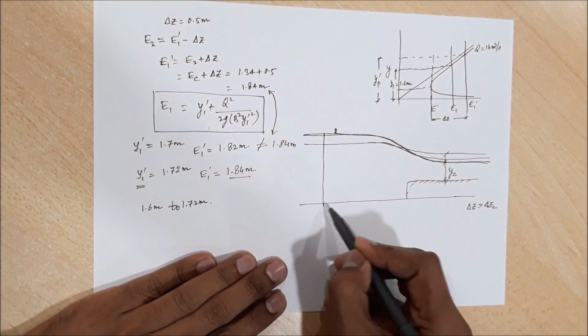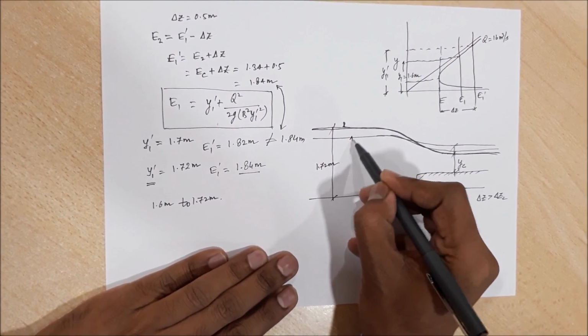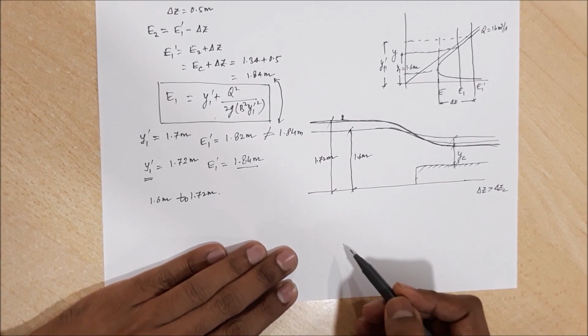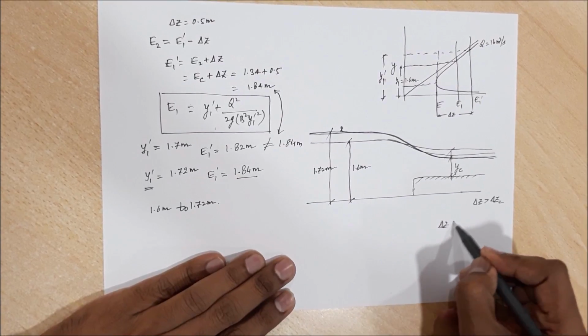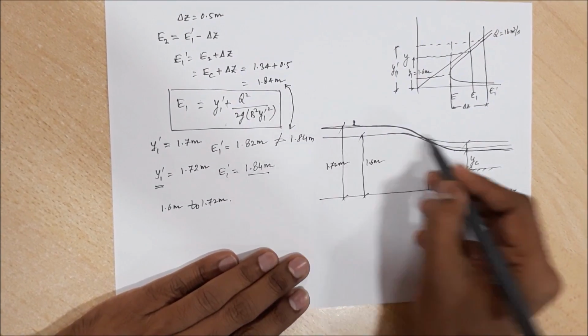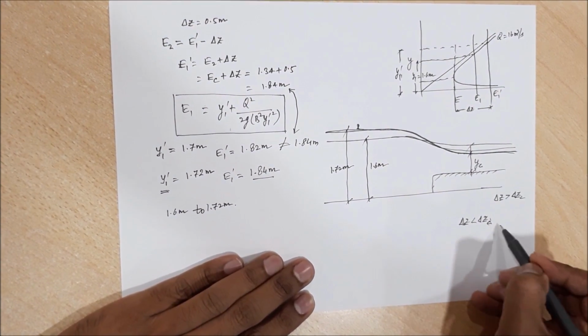So the new flow behavior will become this way. This depth now becomes, in this problem, 1.72 meter, which was originally 1.6 meter. If the delta Z is less than delta Z critical, there is no change in the upstream depth, whereas the downstream depth will keep on reducing. That's it.